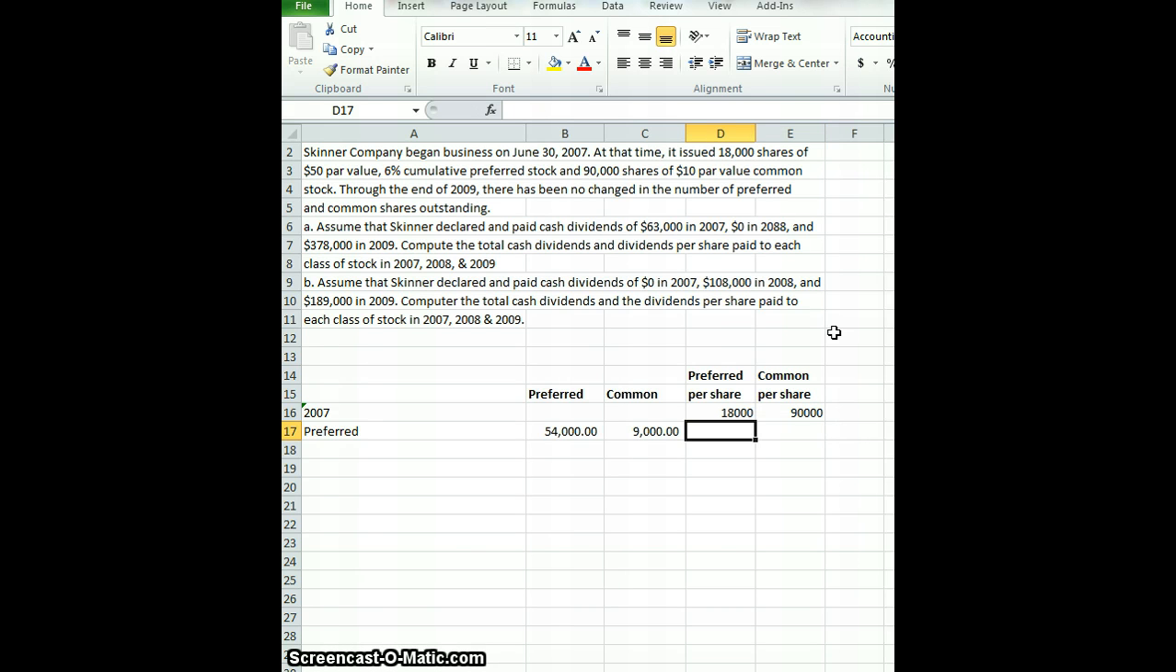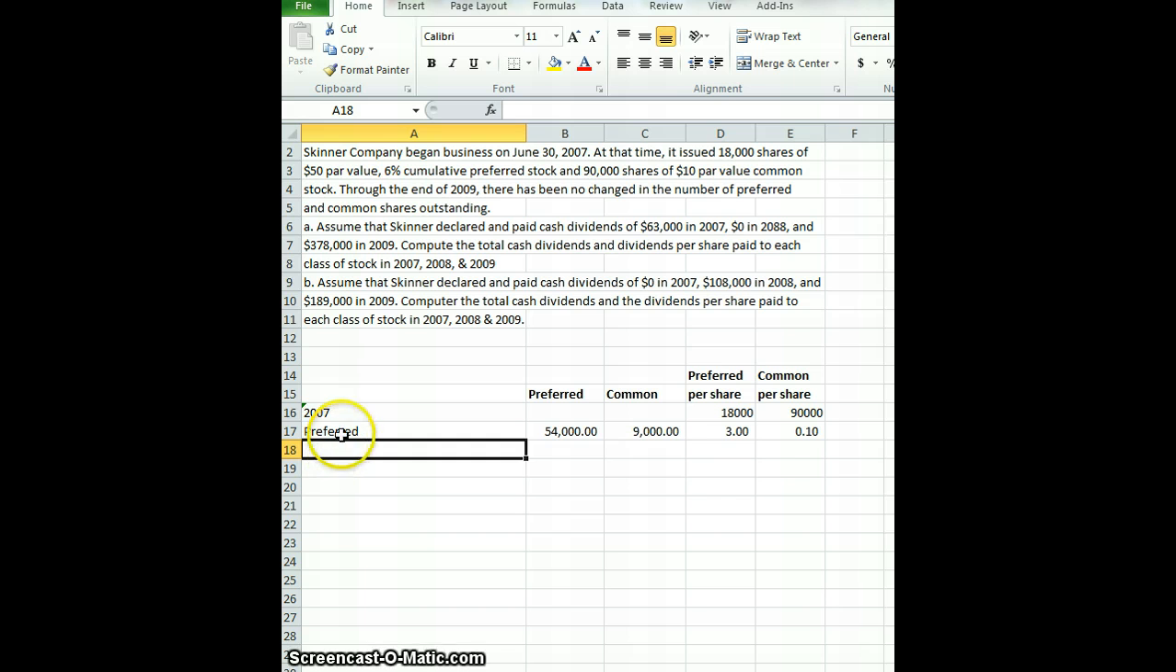To calculate our dividend per share, we're going to do a little formula: equals our preferred dividend divided by our number of shares of 18,000, and it's $3 per share. I'm going to make the number of shares absolute with my F4 command, so that I can drag the formula down. I'm going to do the same thing here: I have my dividends of 9,000 divided by our number of shares, and again I'm going to make that absolute, so I can drag the formula down, as you'll see here in a minute. And so we're going to be paying 10 cents per share dividend on common stock.